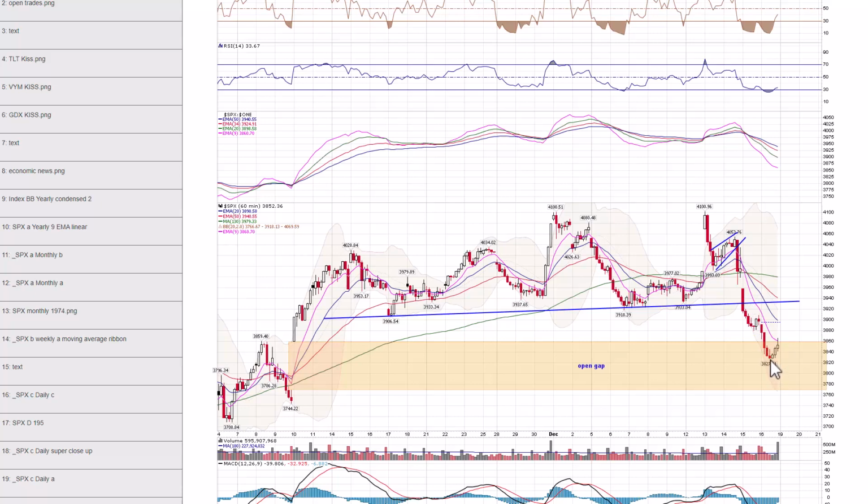We're into this open gap a little bit. We have not filled the gap. So again, do we rally up first, then sell off and fill the gap, or do we go down and fill the gap early this week and then start a Santa Claus rally?